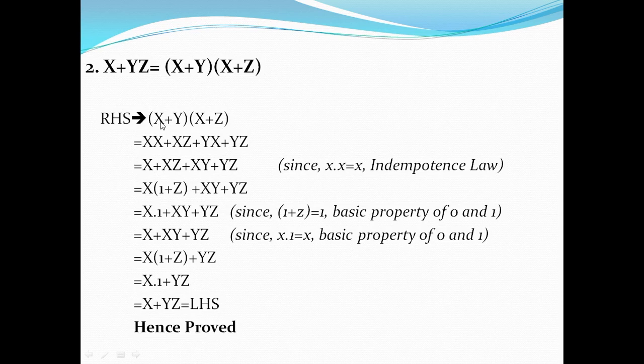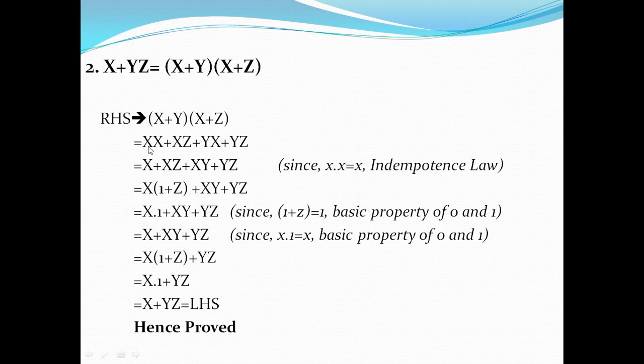Now we'll multiply each term of the first bracket one by one with each term of the other bracket. First we'll multiply this x with x, then x with z. Similarly, we'll multiply this y with x, then y with z. So first x dot x, then x dot z. Similarly, y dot x plus y dot z. So we have got 4 terms now.